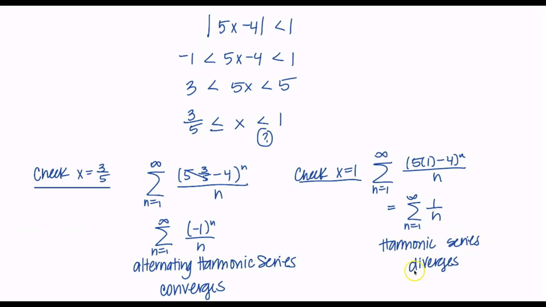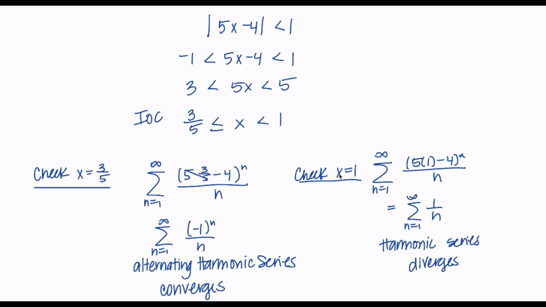And as we said earlier, the harmonic series diverges, so that means that x equals 1, that is truly not included in the interval of convergence. So we have our complete interval of convergence here. 3/5 is less than or equal to x is less than 1.